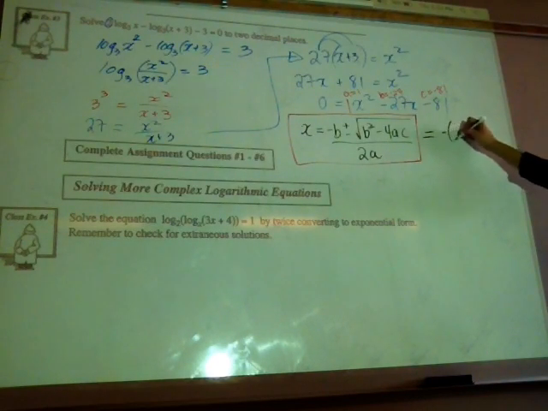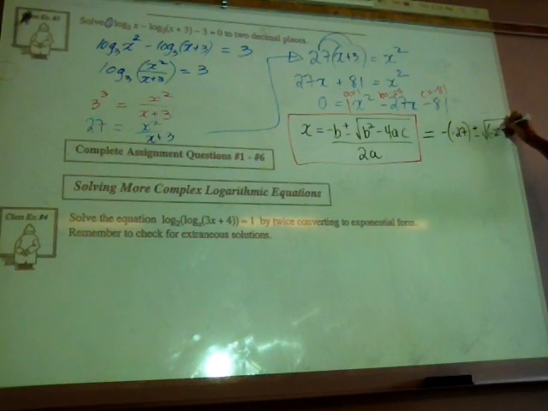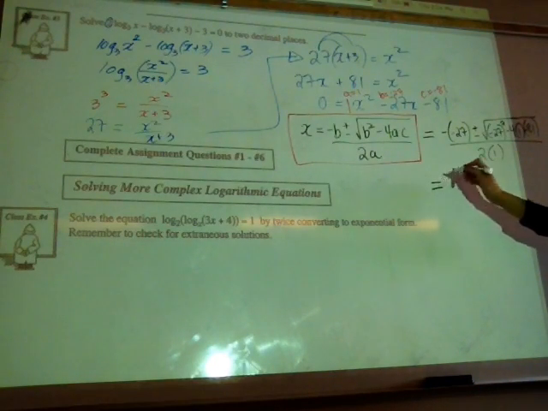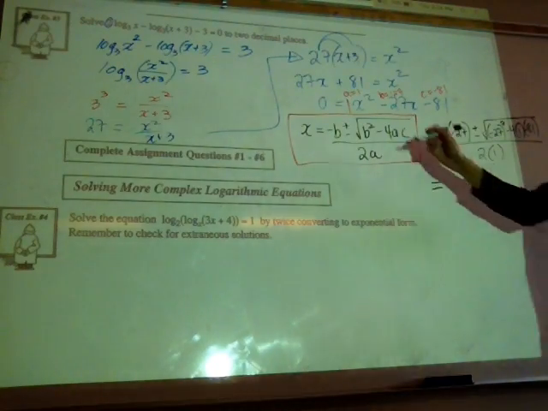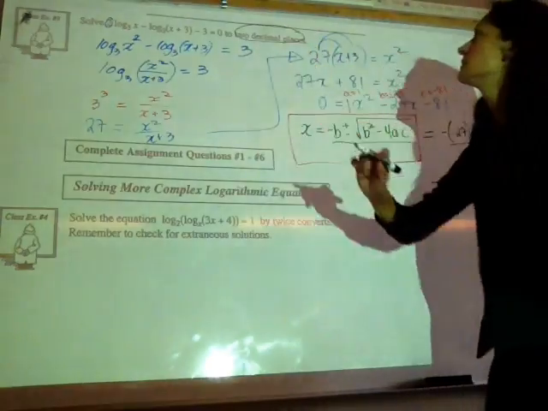So we get negative 27 plus or minus the square root of negative 27 squared minus 4 times 1 times negative 81, divided by 2 times our A, which is 1. And keep in mind there's a plus and minus, which means there's 2 answers. So if you guys could, please calculate your answers to 2 decimal places.